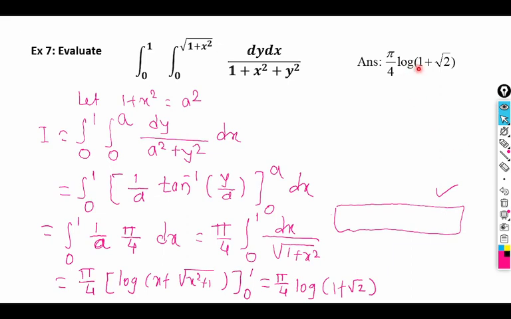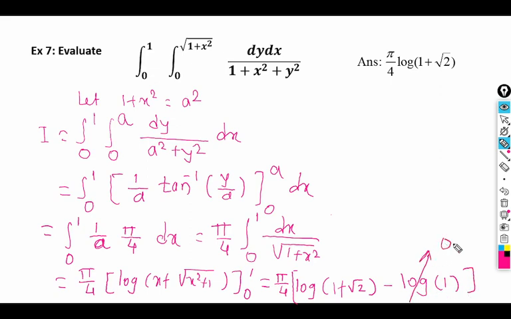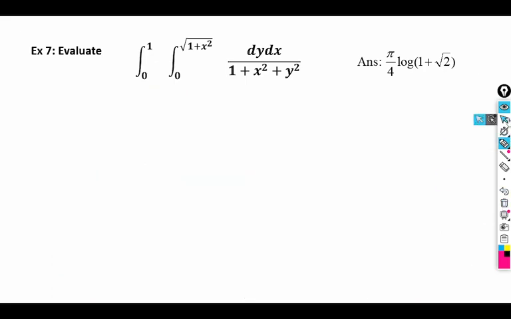That's one. What happened when you replace this lower limit, you get log of 1. How log of 1? Because when x is 0, this is 0 plus 1, so root 1 is 1, log of 1, and this log 1 is 0, hence the final answer is this one, pi by 4 log of 1 plus root 2. That's the 7th question.